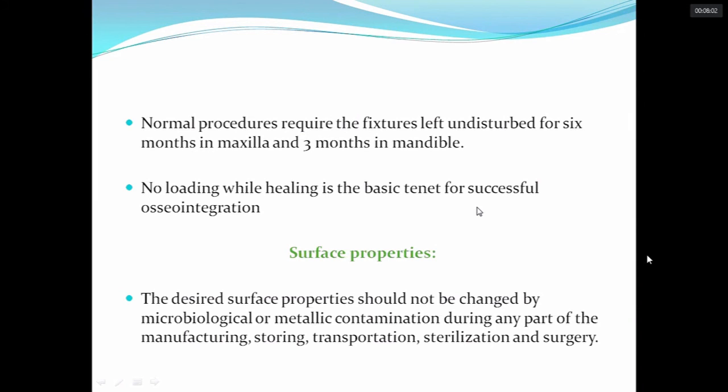And if you want to be sure of osseointegration, it is ideally not to give load on the implant till these periods.